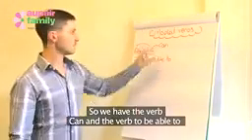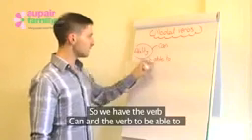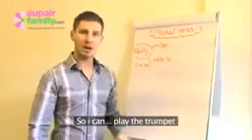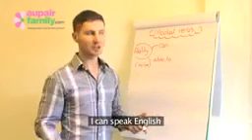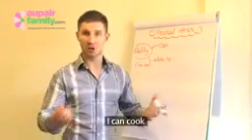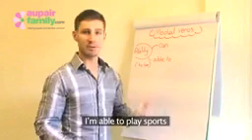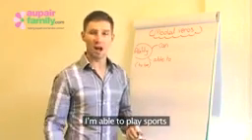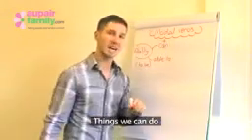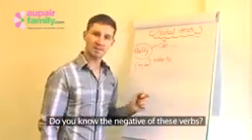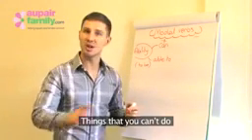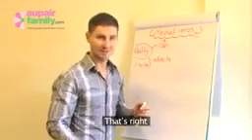So we have the verb can and the verb to be able to. So I can play the trumpet, I can speak English, I can cook, I'm able to play sports, I'm able to swim. So these are positive, things that we can do. What about the negative? Do you know the negative of these verbs? Things that you can't do. That's right.